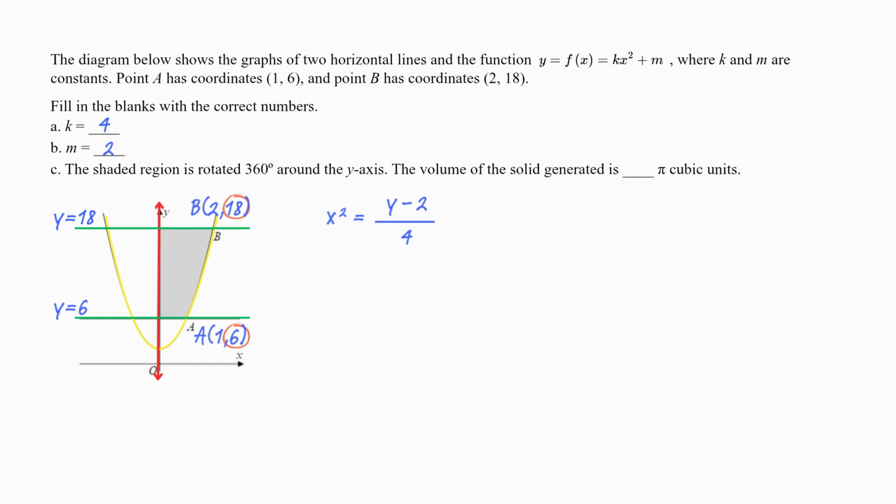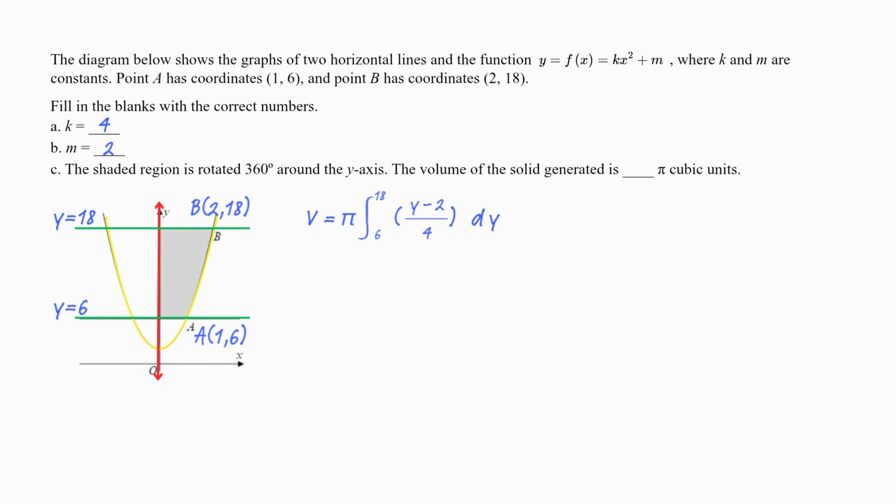Look closely at the volume formula. Volume = pi times the integral of x² dy. It doesn't ask for x, it specifically asks for x². By stopping at x² = (y - 2)/4, you save yourself an extra step and avoid the risk of making a mistake with radicals. So, our integral is volume = pi times the integral from 6 to 18 of (y - 2)/4 dy. Let's solve our integral.